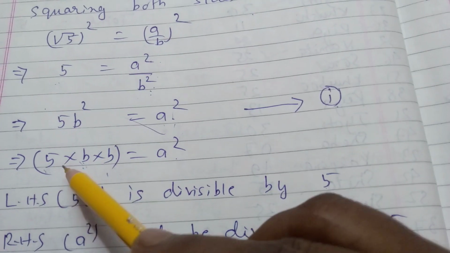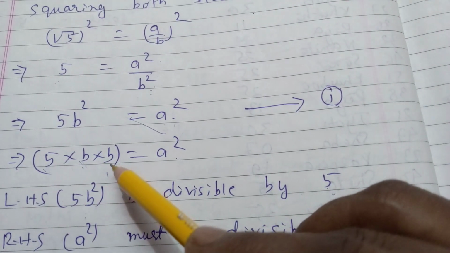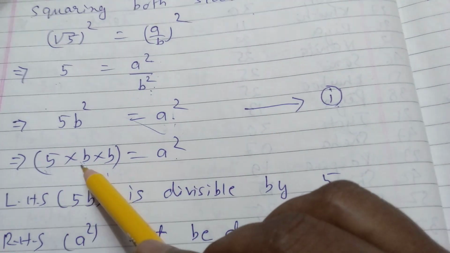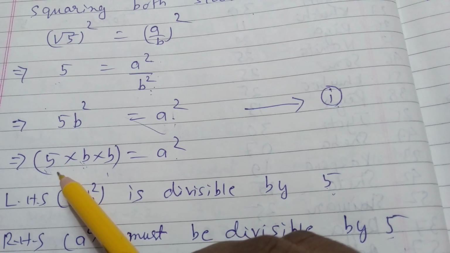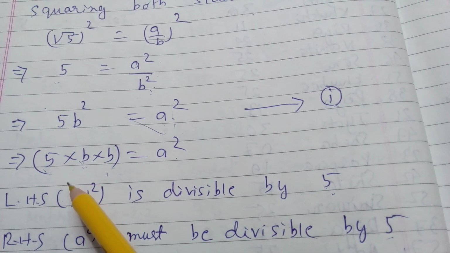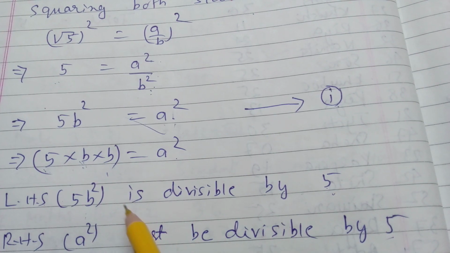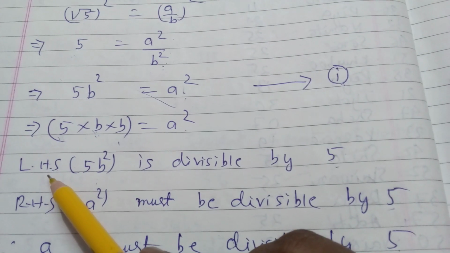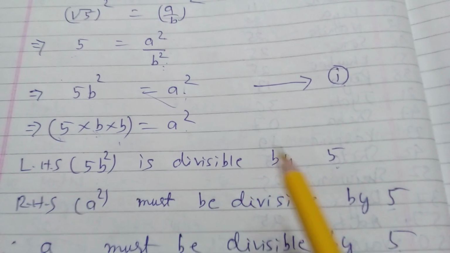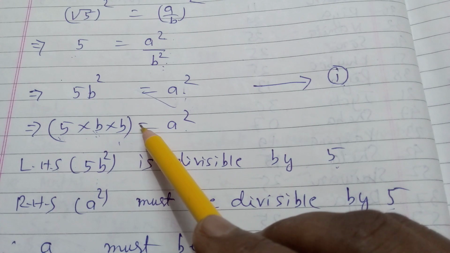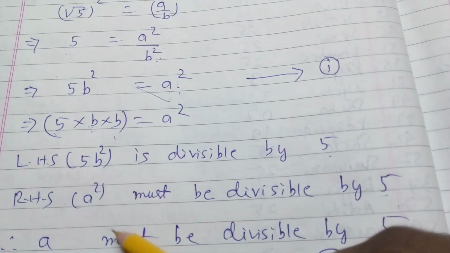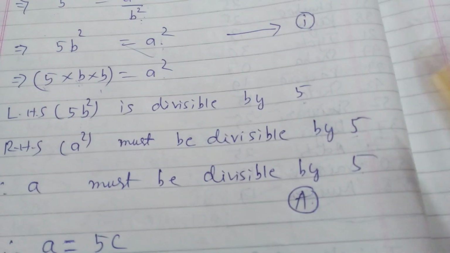Now 5b square you split up as 5 into b square, equal to a square. Here the factors are 5, b and b. So when 5 is one of the factors, the left hand side must be divisible by 5. It is a very common thing. So LHS 5b square is divisible by 5 because 5 is one of the factors. And here there is an equal to sign, so the right hand side, which is a square, must be divisible by 5.